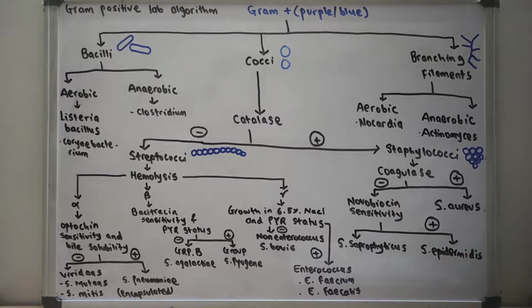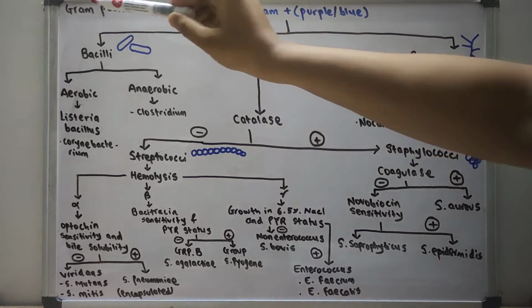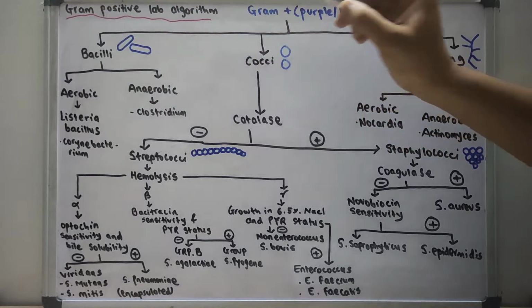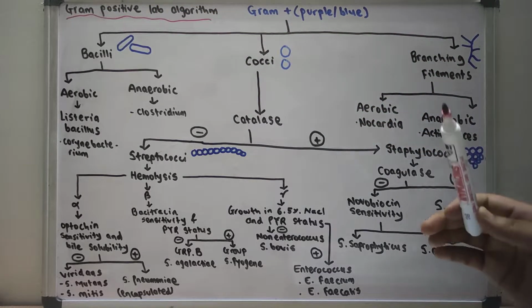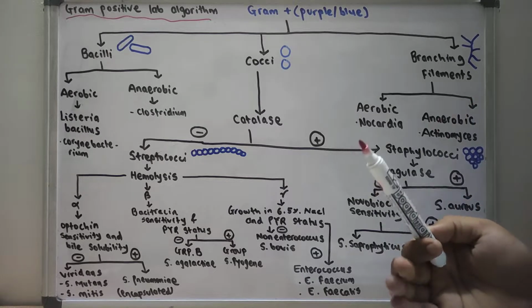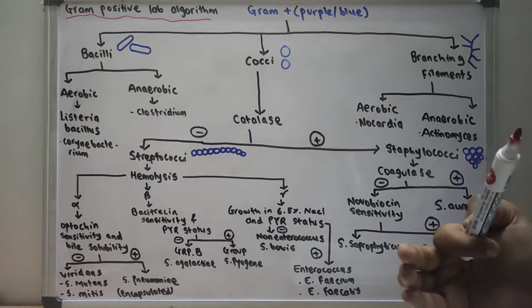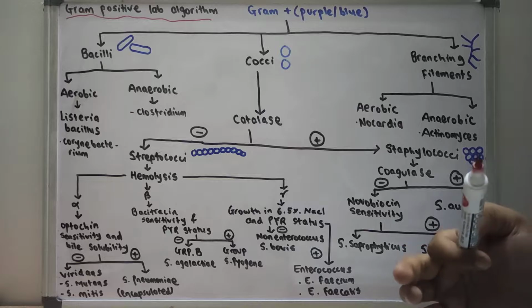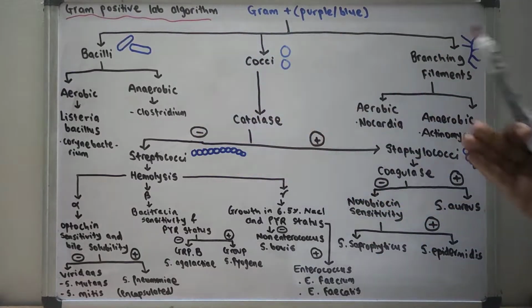So now we are starting microbiology, the clinical bacteriology. So today in this video we'll talk about the gram-positive laboratory algorithm. So how do we identify the various gram-positive bacteria that includes bacilli, cocci and branching filament. I will discuss one by one in detail.